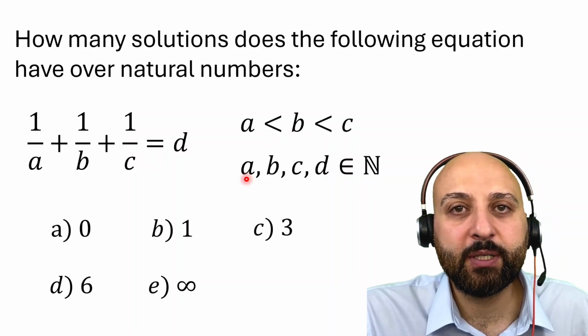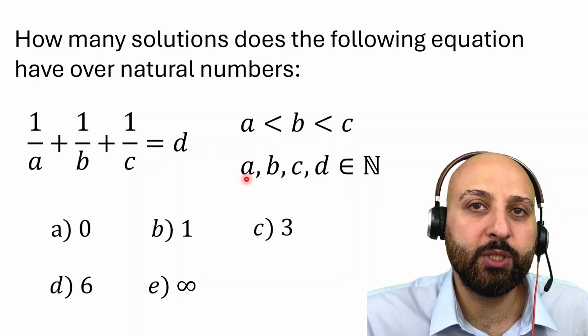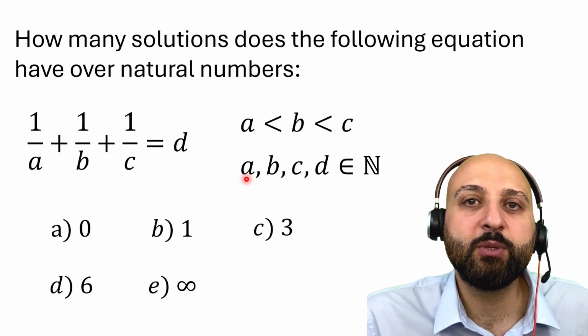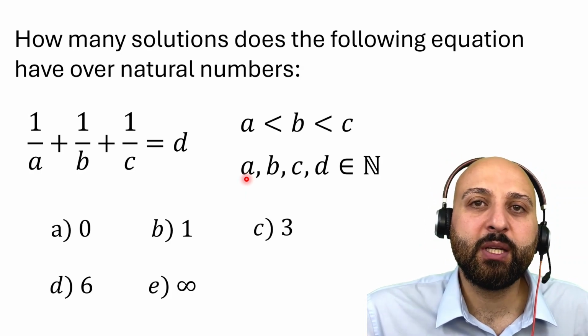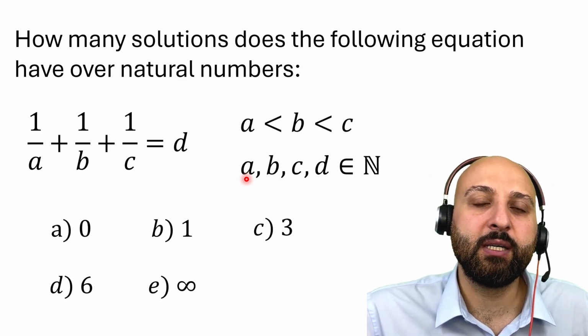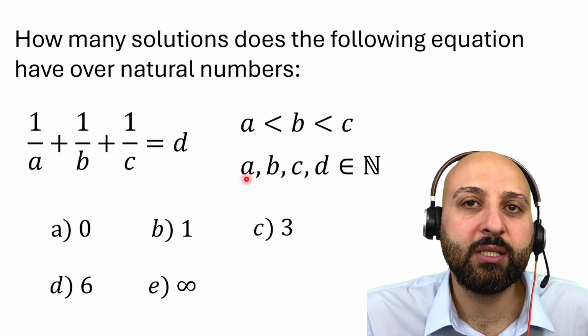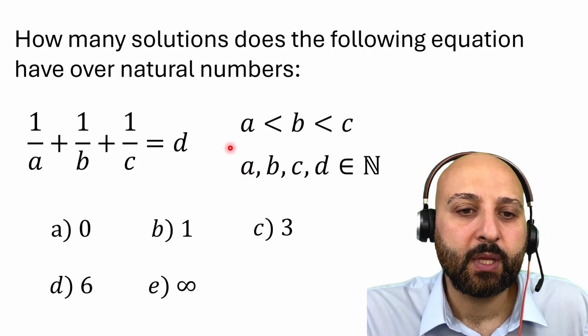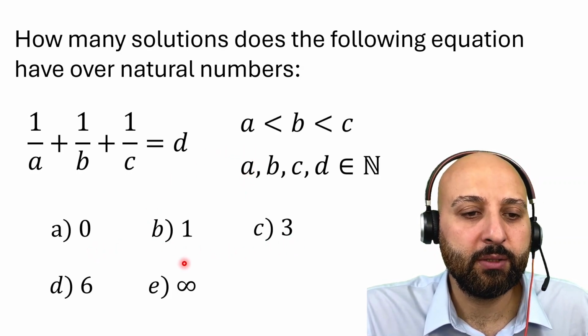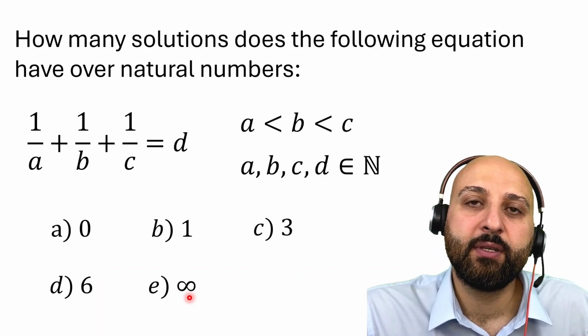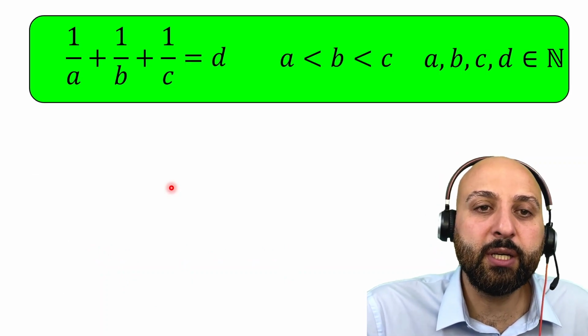The first round of the Iran Mathematical Olympiad usually consists of multiple choice questions. You get approximately 6 minutes per question, so maybe spend 5 to 10 minutes trying to solve this exercise. This was among the easiest questions in that competition. We have the options 0, 1, 3, 6, and infinite. All right, let us look at the solution.